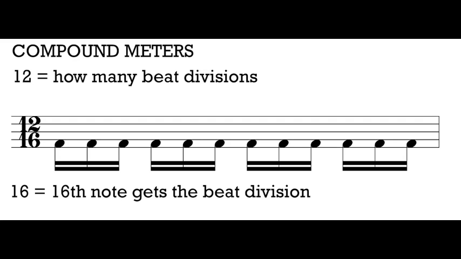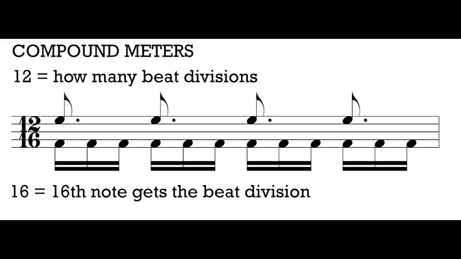I've drawn my 12/16 notes here, and because it's compound, I'm going to be grouping them in threes. Our beat divides into groupings of 3 beat divisions, and so you can see I've beamed my 16th notes into threes. To finish this diagram, I need to figure out what rhythmic value holds 3 16th notes inside of it. We know it's got to be a dotted value. All our non-dotted values will divide into 2s. And so it must be some kind of dotted rhythmic value.